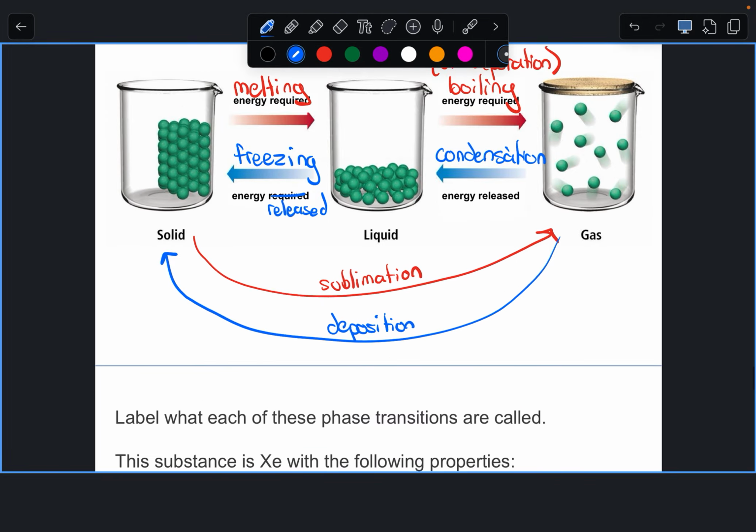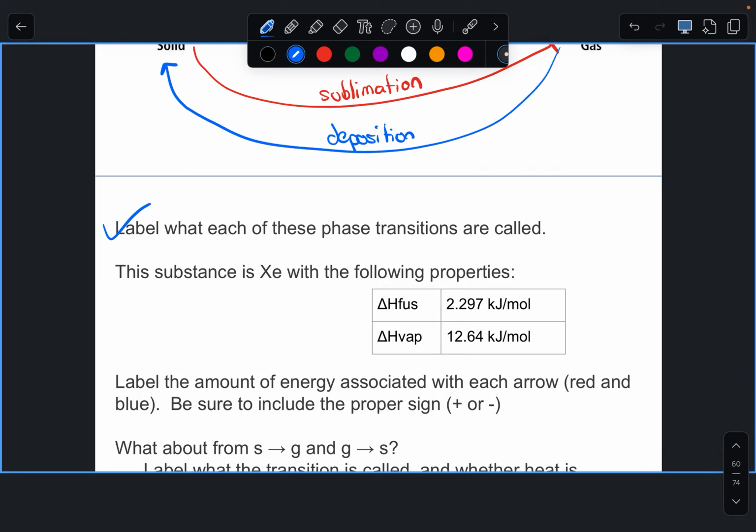So on the next page, we already did this, label what these are called. On the next page, let's look at these values that are listed here. We're going to pretend that this diagram is for xenon, and it has these two values listed. The first one, delta H of fusion, is going to be for the solid to liquid transition. And the delta H of vaporization is what that stands for, is liquid to gas. And vice versa on these, right?